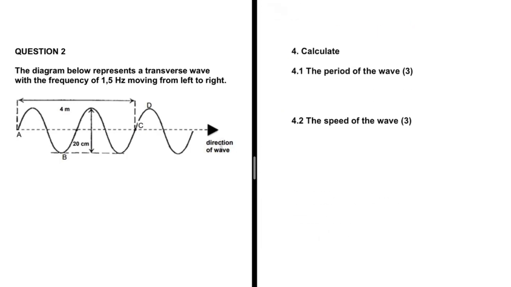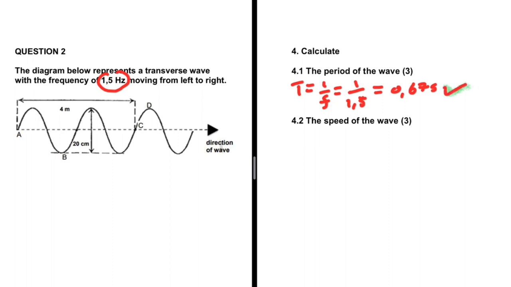4.1, calculate the period of the wave. We are given the frequency. Obviously, if we are given the frequency, it becomes very easy to compute the period. So we're going to have the period being equal to 1 divided by frequency. This is going to be 1 divided by, not 0.5, but 1.5. Our frequency is 1.5. And this will give us 0.67 seconds. So there we go.